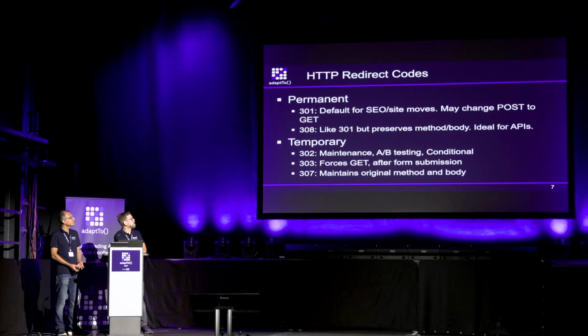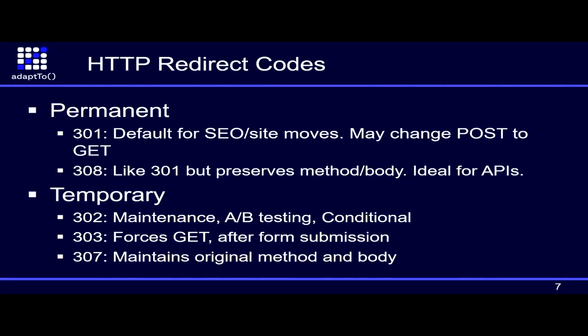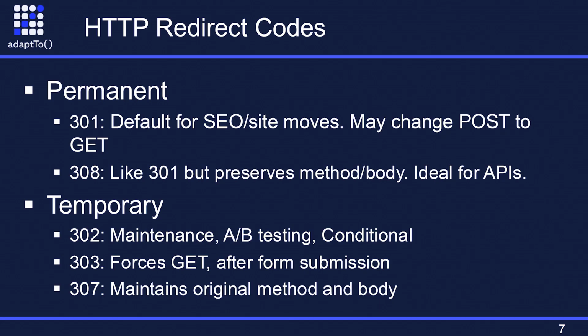Two words of warning. The semantics are that it is permanent, so clients and intermediaries might cache that quite aggressively. And also the user agent might change the method, for example a POST to a GET, due to ambiguities in the original specification. So the 308 was invented, which is like the 301 but guarantees to preserve the method and protocol. It is widely supported now. Only old IEs don't support it, so it should really be the default by now.